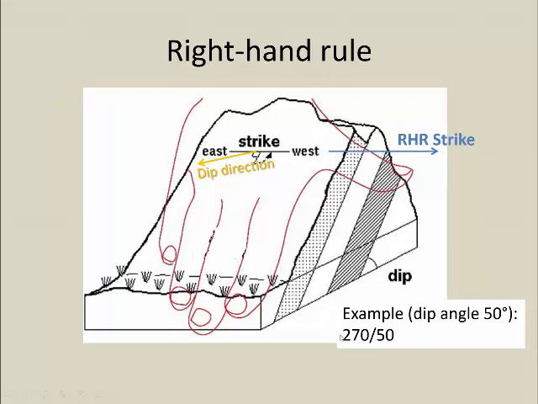And in this example here, it's 270 degrees. A right hand rule strike of 270 implies that the dip direction of that plane is to the north, because your right thumb would always point in a direction that is 90 degrees smaller than the dip direction. So the dip direction here is 360 minus 90 degrees gives you 250.